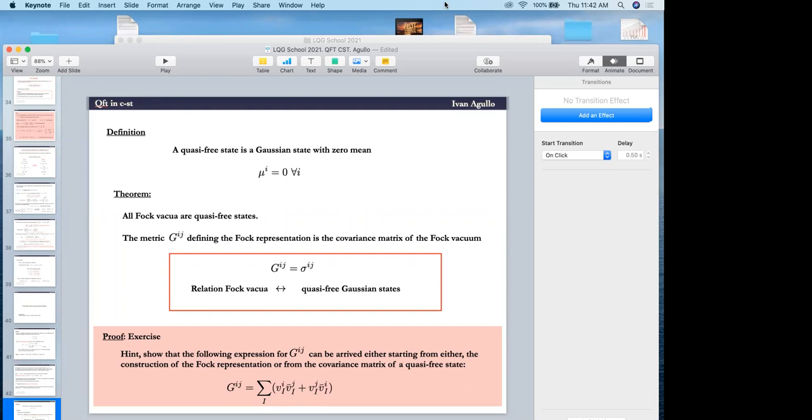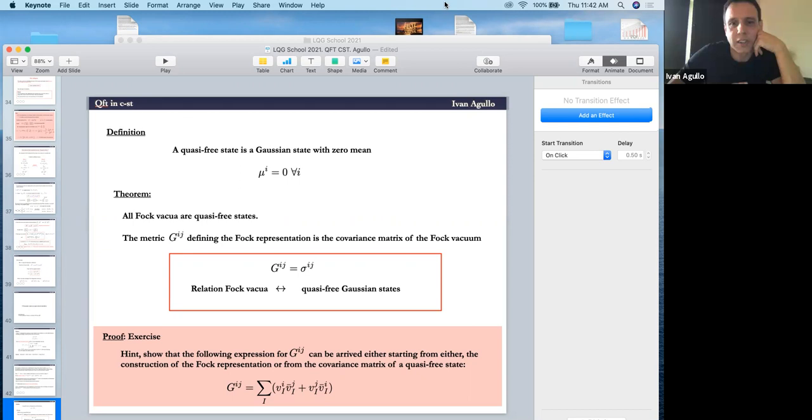Right. So the answer is that it specifies completely what the vacuum is. Because if I ask you, what is your vacuum? Then the way you will tell me is by giving me the covariance matrix. This is the way you report your vacuum. But this is exactly what the complex structure or the metric G is doing for you.